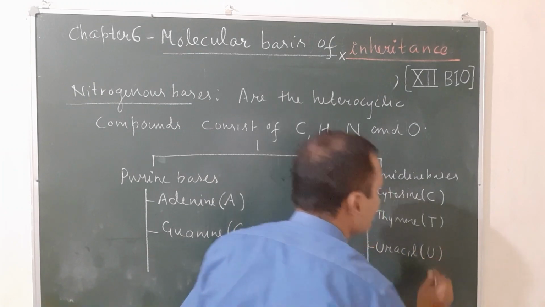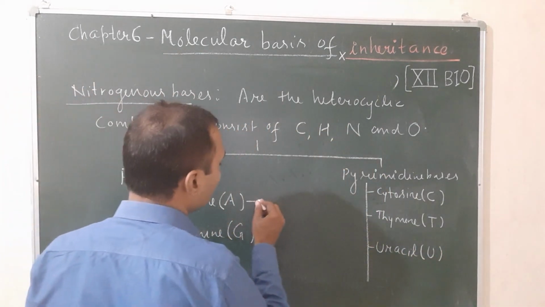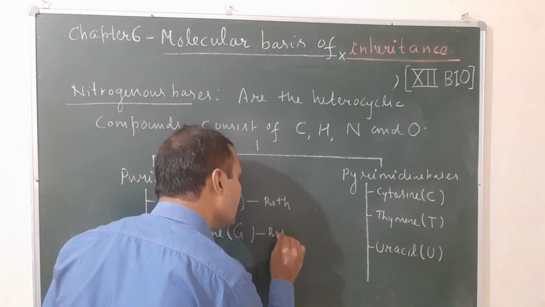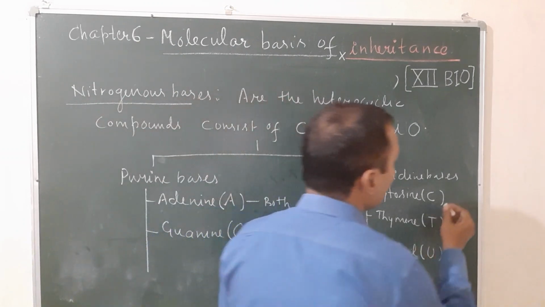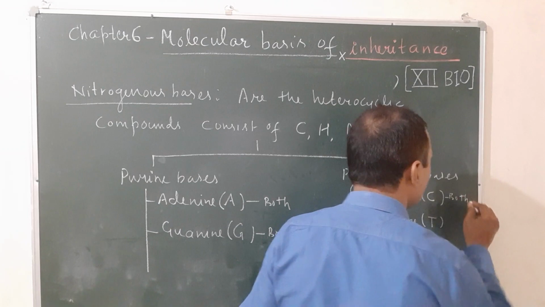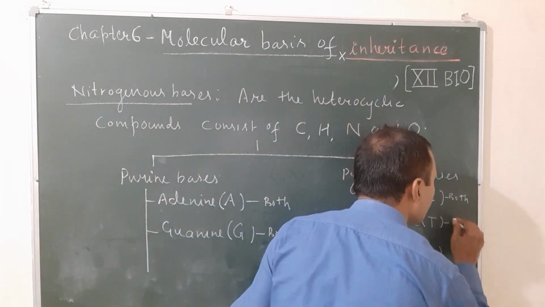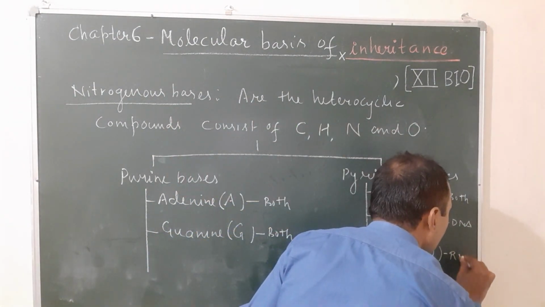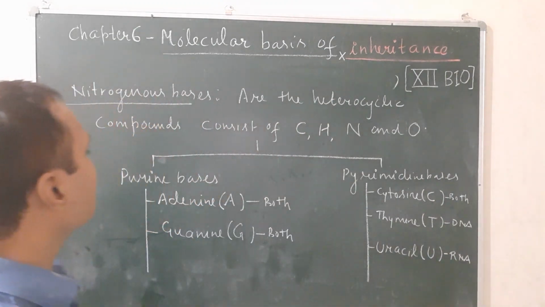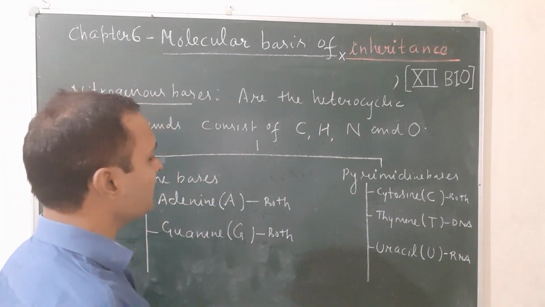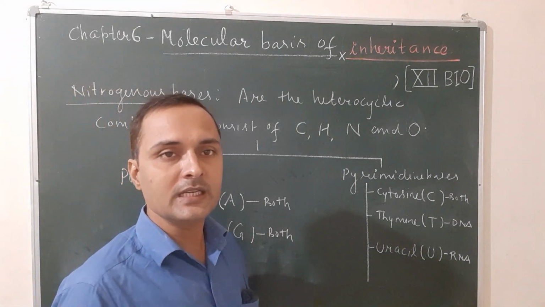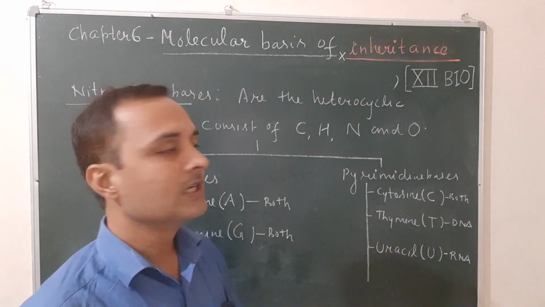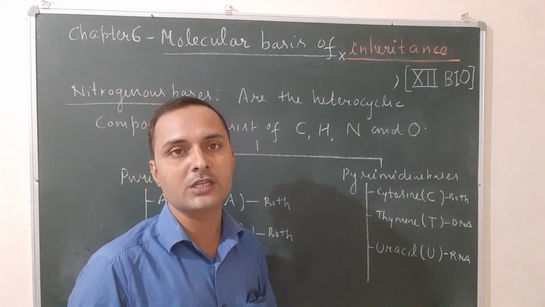represented by capital U. Adenine is found in both DNA and RNA. Guanine is also found in both DNA and RNA. Cytosine is also found in both DNA and RNA, but thymine is only found in DNA, and uracil is only found in RNA. So which four nitrogen bases are found in DNA? The answer is A, T, G, C. In DNA, uracil is absent, and in RNA, thymine is absent. So this is all about the types of nitrogenous bases found in nucleic acids.